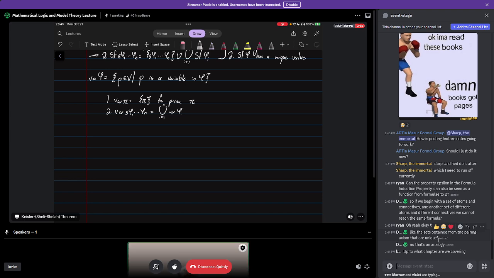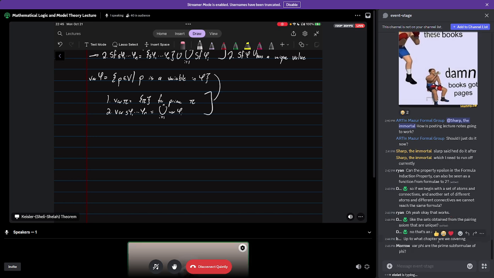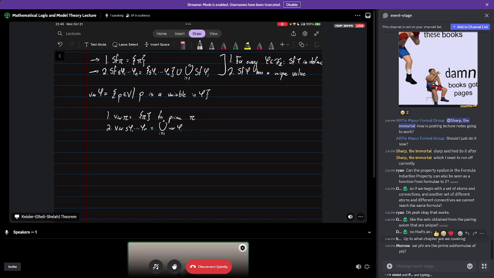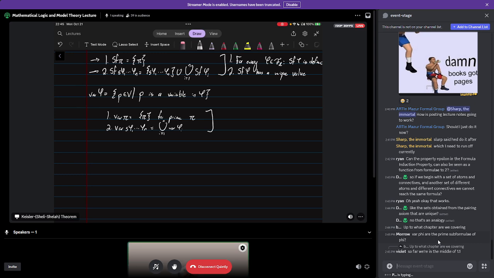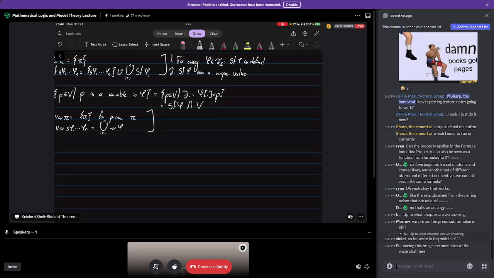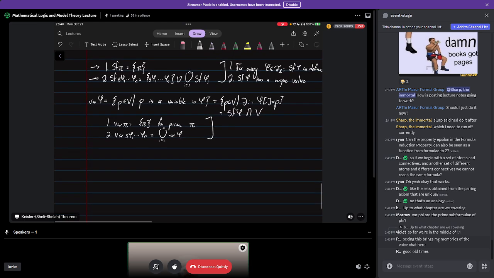We can also note that we don't really need this to define the variables in phi. So you don't need this recursive definition. You can literally define it as the set of P in V such that there exists an i such that phi at the place i is equal to P. Or you can define it using subformulas, the subformulas of phi intersected with V.